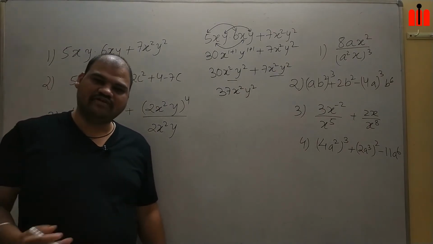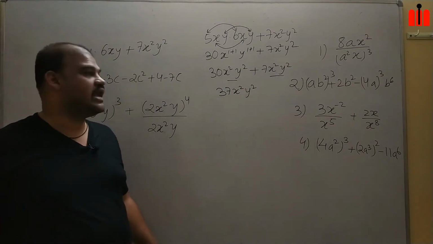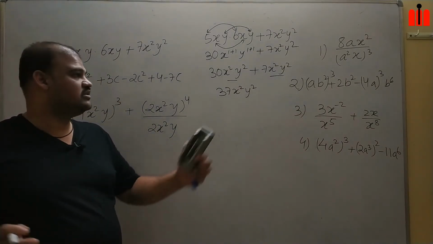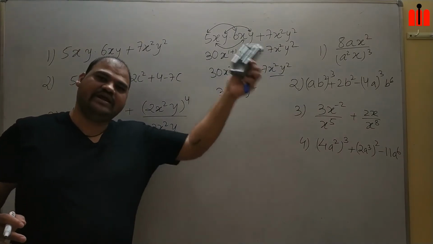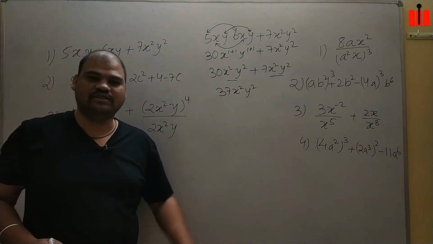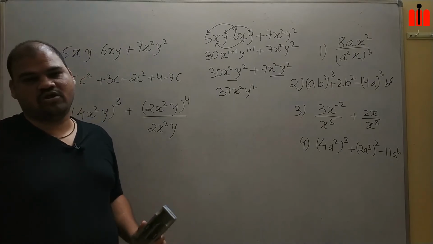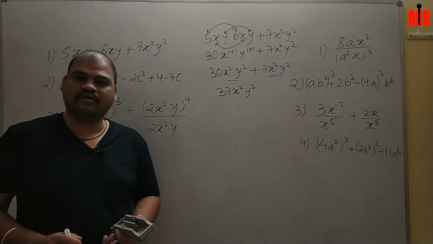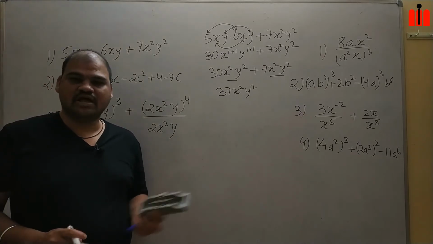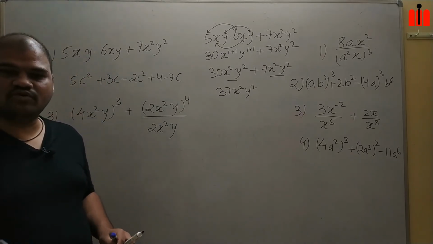If you are having any confusion in understanding like terms, you can take x square y square outside as common, then it will be 30 plus 7 in brackets times x square y square. So 30 plus 7 will be 37 x square y square. Getting it? This completes problem number 1. Now let's move on to problem number 2.